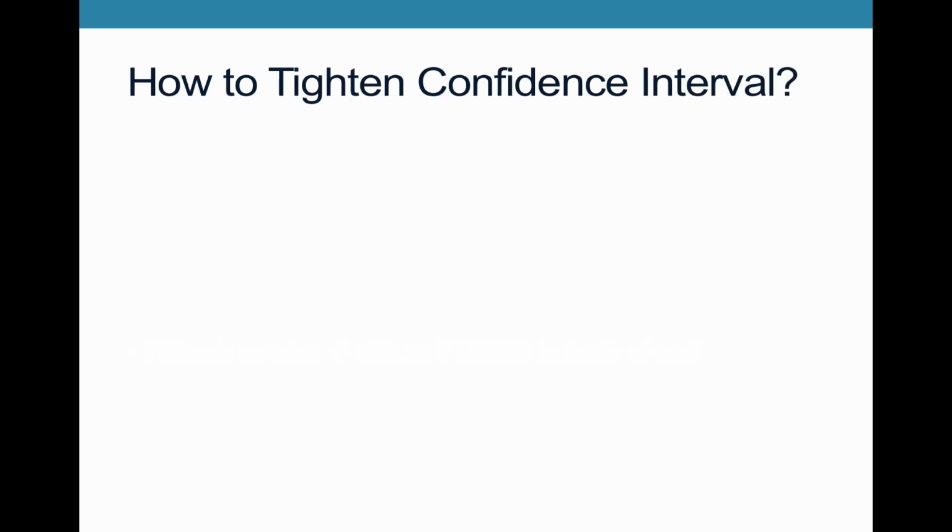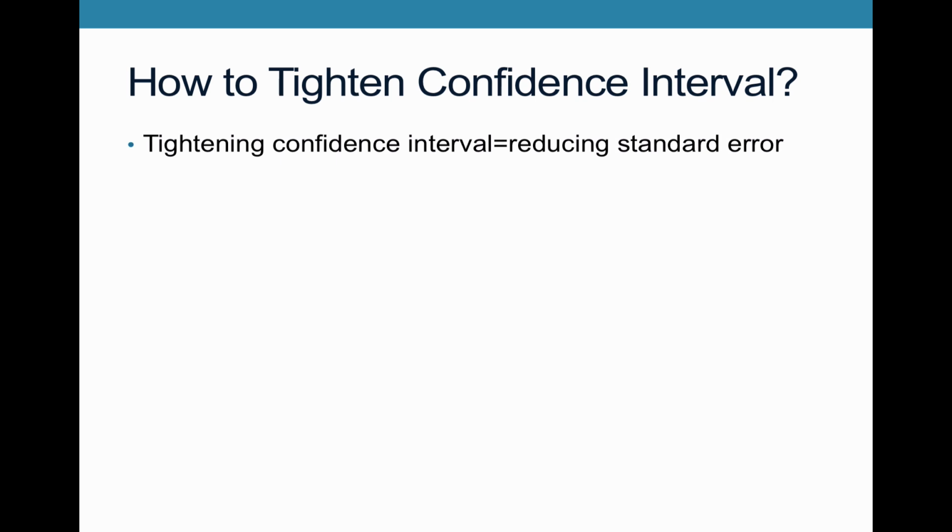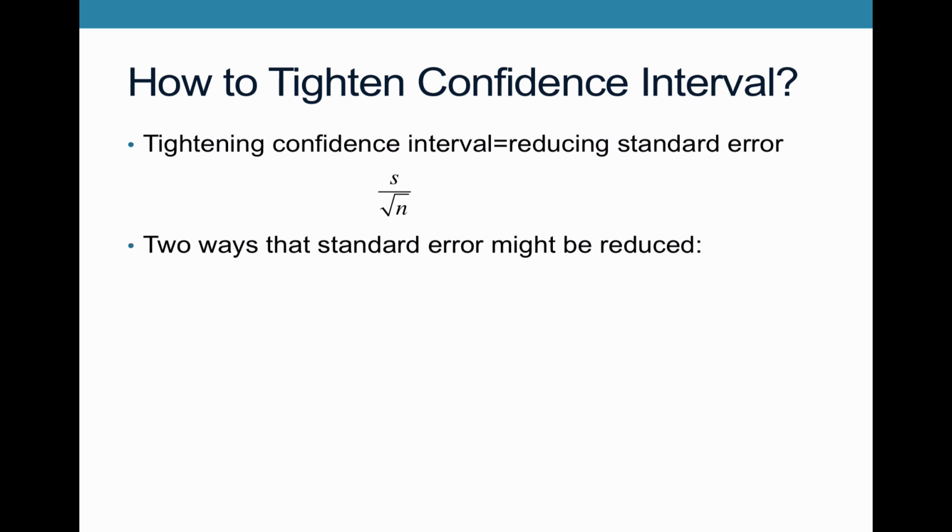So, suppose you got that polling result and you want to tighten your confidence interval. To tighten your confidence interval, you have to reduce your standard error. There are ways to think about doing this. Here again is the equation for the standard error. Let's just think logically. If you wanted to reduce your standard error, you have to do something to make the standard deviation or the square root of the sample size smaller. So there are two ways you could do that.